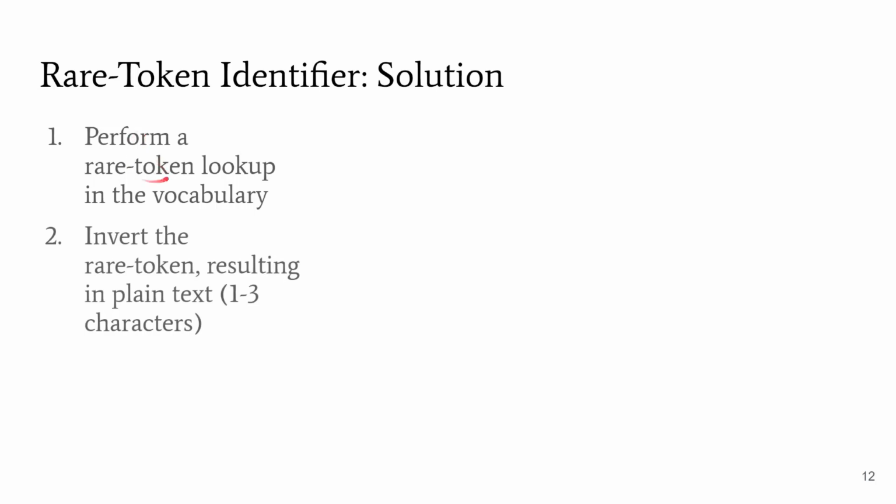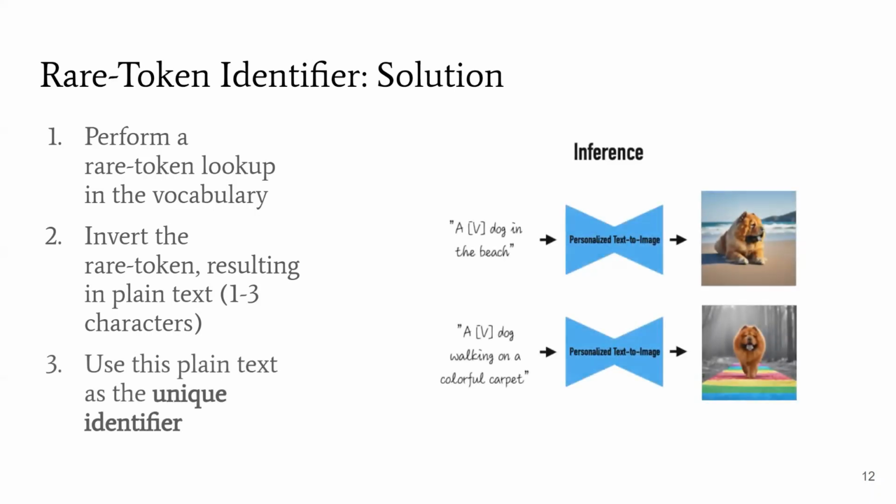Now this is just in a token, right? It's a string of text that's been embedded into a token space. So if we invert this rare token, what we get is plain text. And usually the authors found that limiting this plain text unique identifier to about 1 to 3 characters yielded the best results. And it's that simple. All we need to do is use this plain text as a unique identifier, and that's how we solve the problem of injecting the fine-tuned subject into the model.